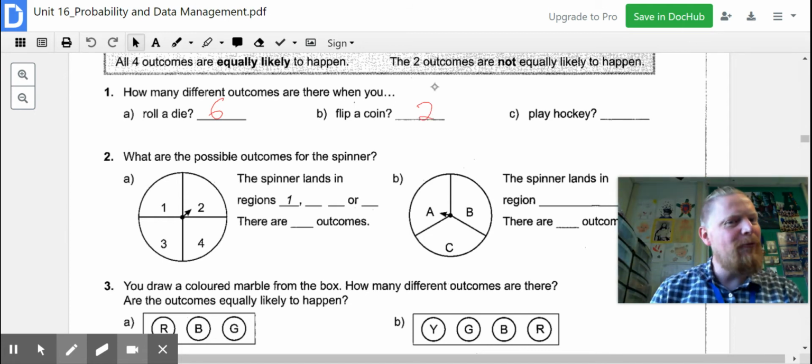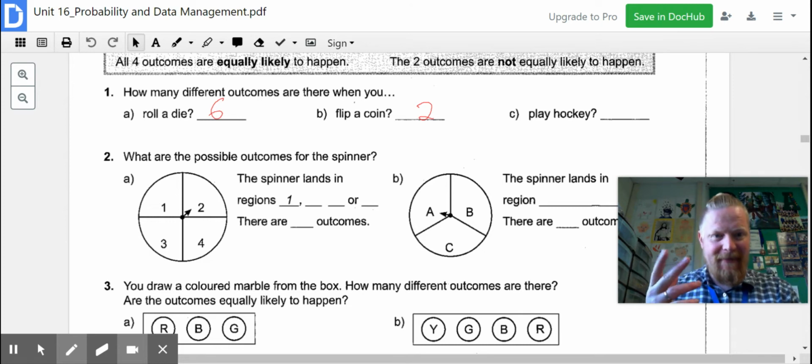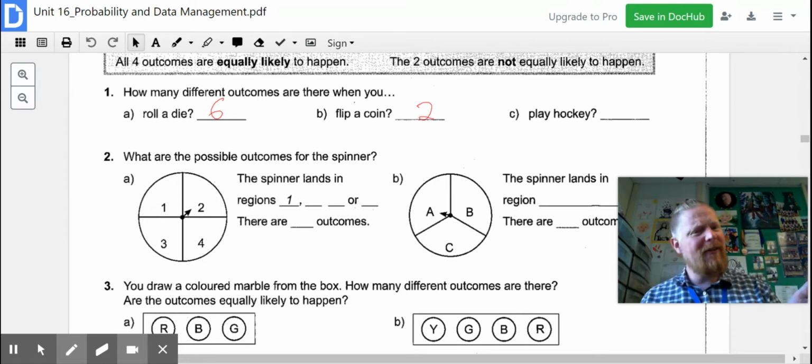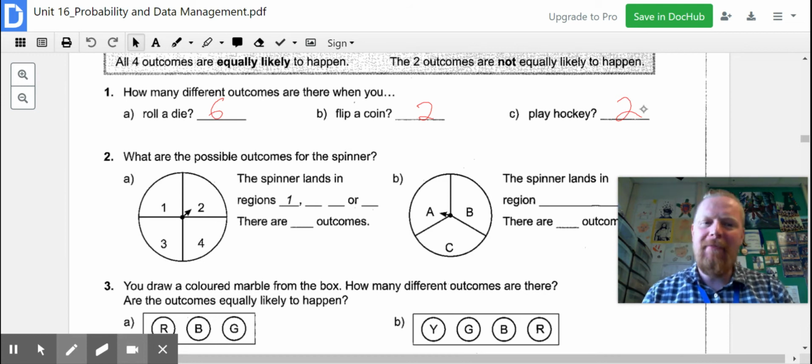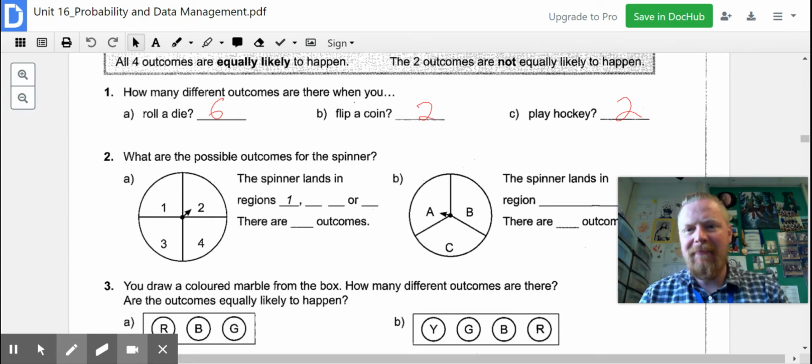Play hockey. Ooh, this one's tougher. I could win. I could lose. Is there a tie in hockey? I don't think there is. Isn't there overtime? I think it's only win or lose. I'm pretty sure, at least in the NHL, it's just overtime. 3 outcomes if there's a tie.